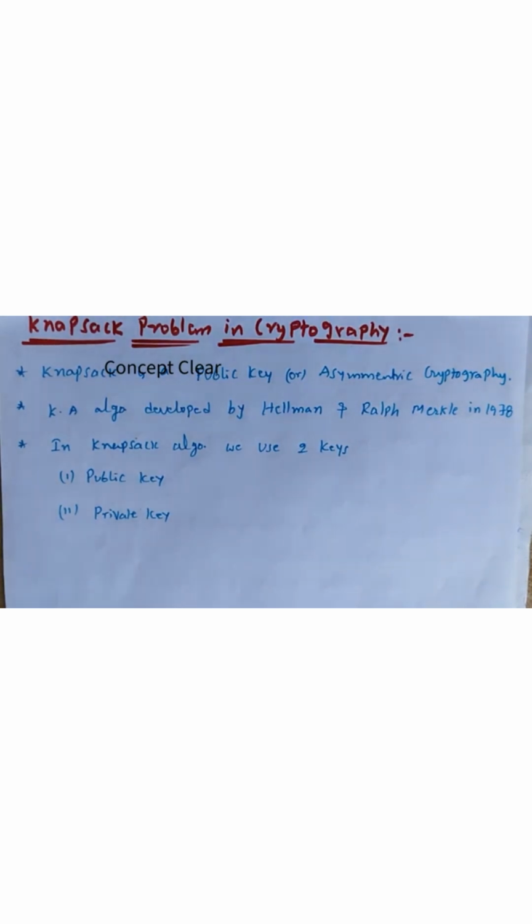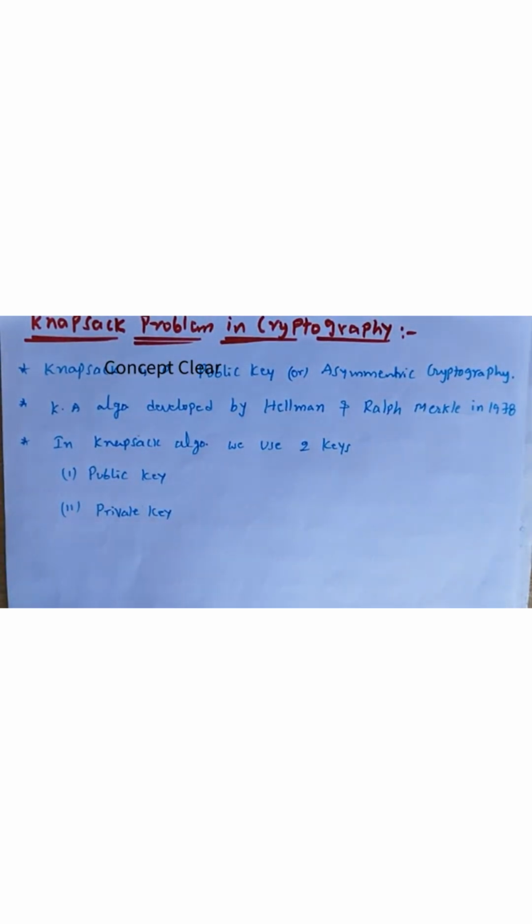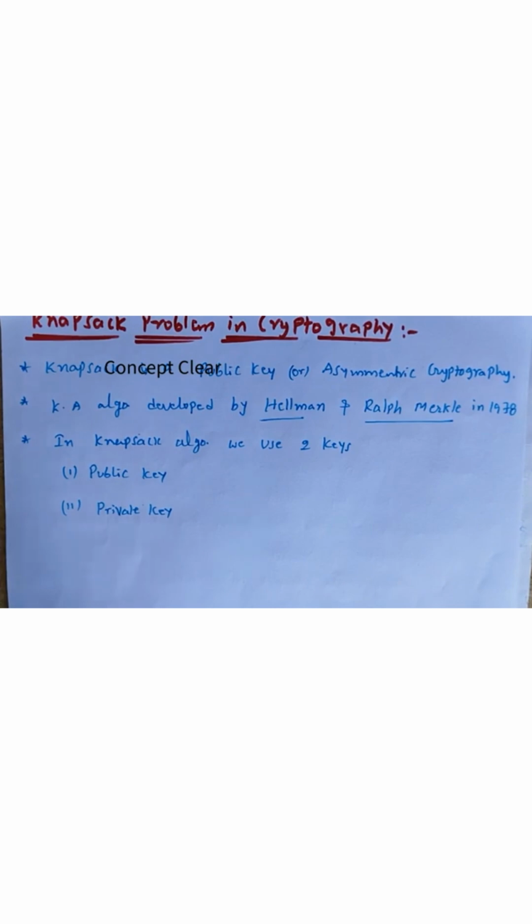Here the same knapsack problem is implemented in cryptography. What is a knapsack here? A knapsack is nothing but public key cryptography, or asymmetric key cryptography. Asymmetric means we have to use a pair of keys, a public key and a private key, for encryption and decryption. The knapsack algorithm was developed by Hellman and Ralph Merkle in 1978.